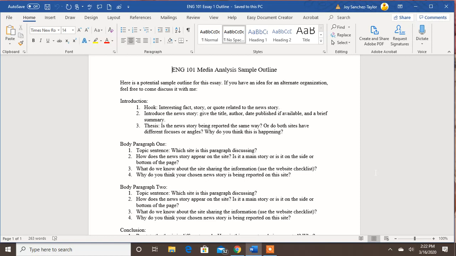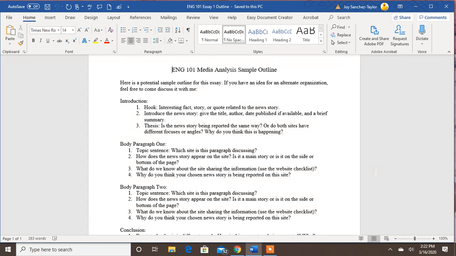Then you're going to introduce the news story that you're talking about so people don't get confused. Give the title, the author, the date published, and a brief summary of what's going on in the news story. And when I say brief, I mean brief, two to three sentences, max. And remember that for the outline, you don't have to write all of this out. You just have to tell me, I'm going to provide a brief summary here.